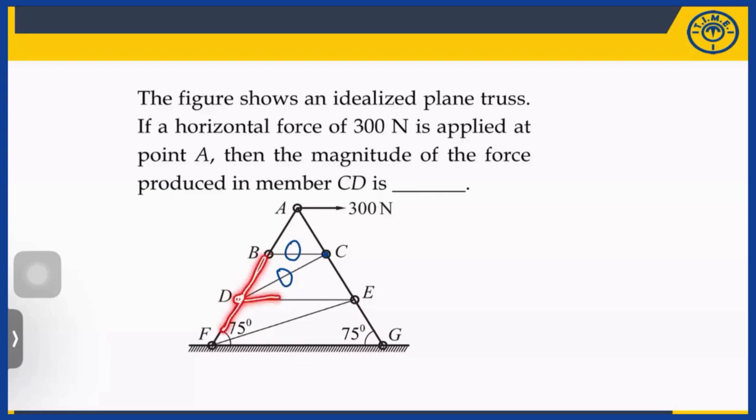One, two, this is three. Again, these two are collinear, so the force in this member will be zero. Similarly, the force in this member as well. Now the question is, you have to calculate the magnitude of force produced in CD, which is coming out to be zero. But they can ask how many members have zero force?